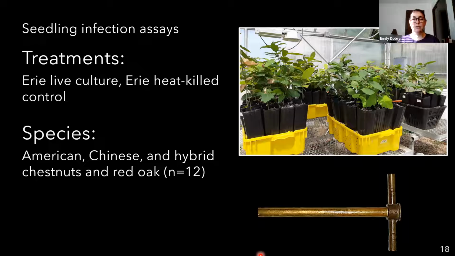For this set, we again followed the same methods that we used for our stem infection assays, where we used a cork borer to create a 3 millimeter wound at about 10 centimeters above the soil. And we only utilized the Erie live fungal culture and the Erie heat-killed control for this test because we were attempting to complete Koch's postulates, demonstrating the pathogen as a causal agent of the cankers that we had observed on our trees initially in 2018. These were wrapped up and allowed to continue to grow in ambient greenhouse conditions for a period of 2 months before they were cut down and evaluated.